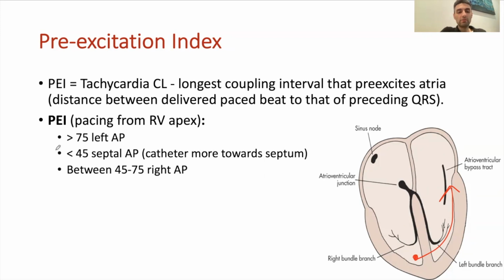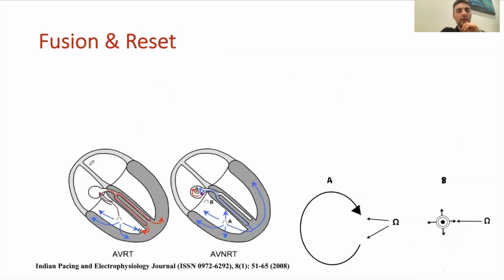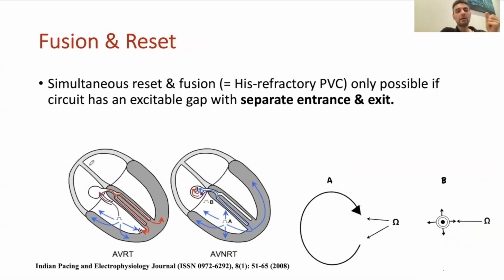Okay, and if you have an accessory pathway which is the closest to your pacing site, then the number would be the least, less than 45. And then any right side accessory pathways are between 45 and 75, the difference in right accessory pathways. Okay, so also while you pace into the tachycardia, you want to note fusion of your pacing stimuli with the intrinsic QRS, the native QRS tachycardia.